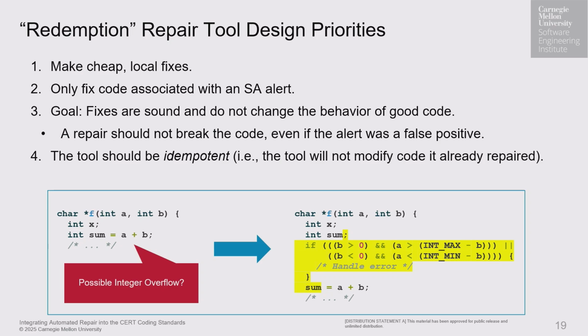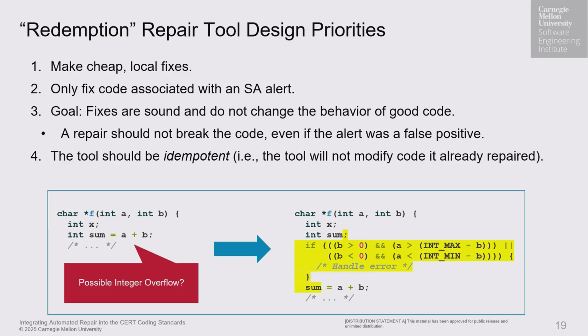So our automated repair tool was designed mainly to fix code, but only make cheap local fixes like what we do here. If we're concerned about A plus B overflowing, we basically just insert this safety code that checks for overflow and has some error handling in it.